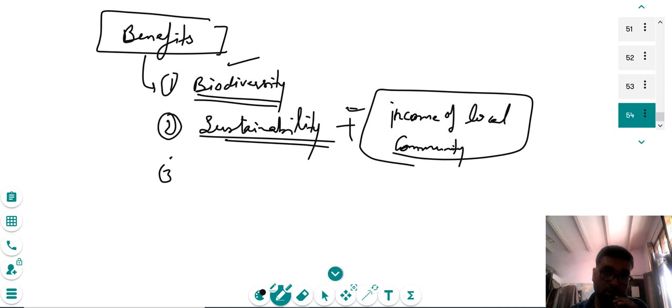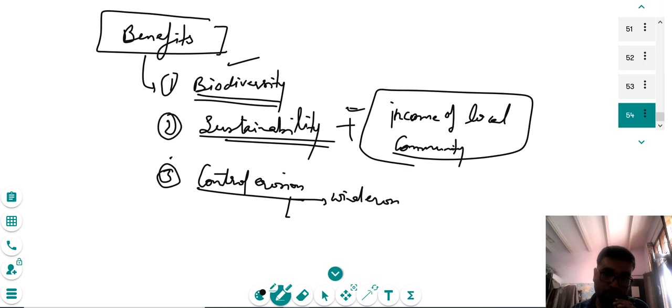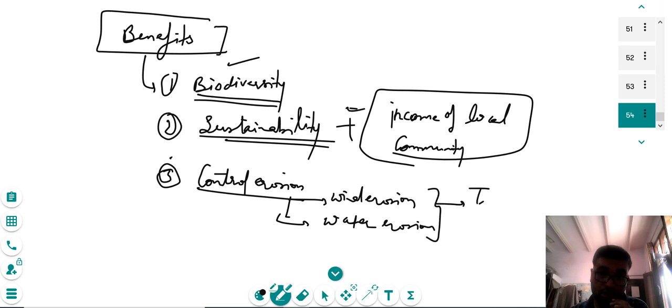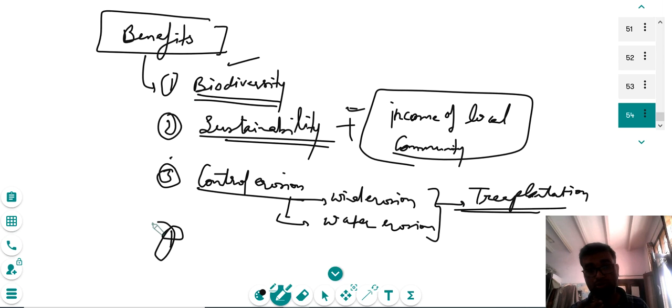Number three is control of erosion. Whether it is wind erosion or water erosion because of rainfall, they can be controlled by tree plantation along with the crops. So this is the third benefit of agroforestry: erosion control, sustainability, biodiversity. The other benefit is the control of pollution.